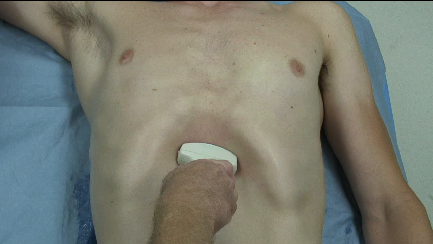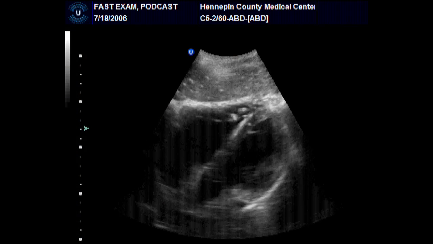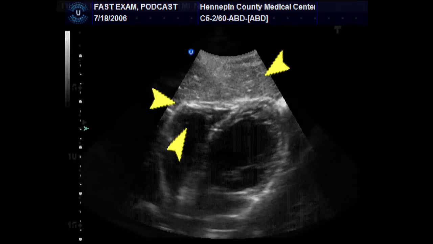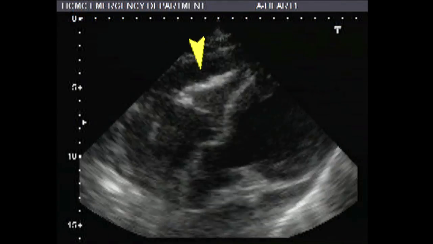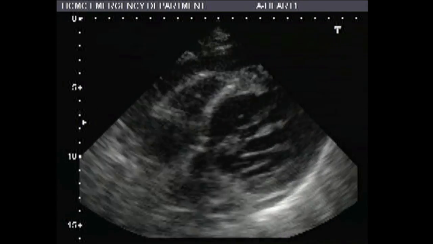The cardiac view may be valuable in blunt trauma but is critical in penetrating trauma. The ultrasound probe is placed in the subxiphoid position transversely to evaluate the heart for pericardial effusion. A normal view will visualize the liver, diaphragm, pericardial space, and right ventricle. A positive view will show an anechoic region, or black space, between the heart and liver.